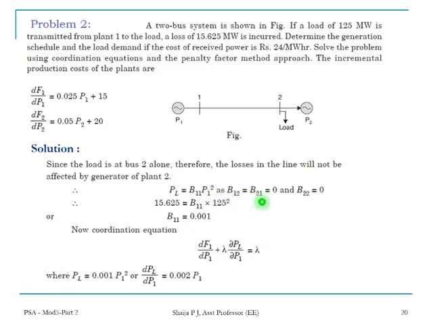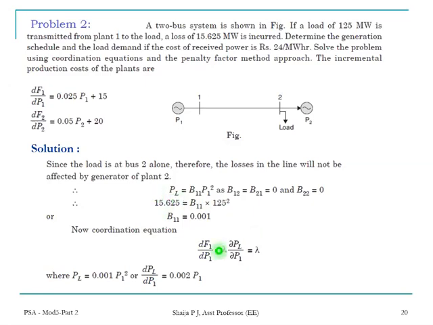If only 2 stations are there, 4 elements of B coefficients will be there, no? The PL equation will be B11 P1 square plus B22 P2 square plus 2 B12 P1 P2. Of that, B12, B21 and B22 are 0. So you'll get 15.625 as the loss. So loss is equal to B11 into 125 square. From that equation, you can find the value of B11, the loss coefficient.